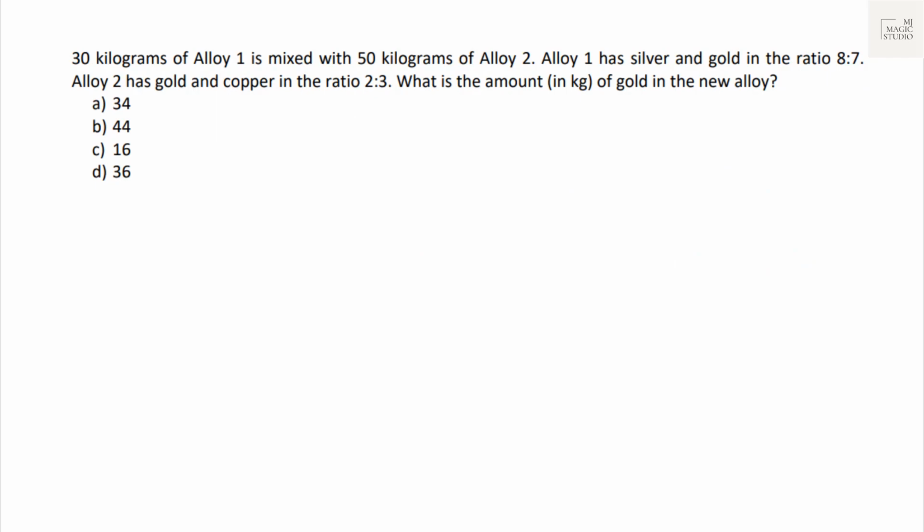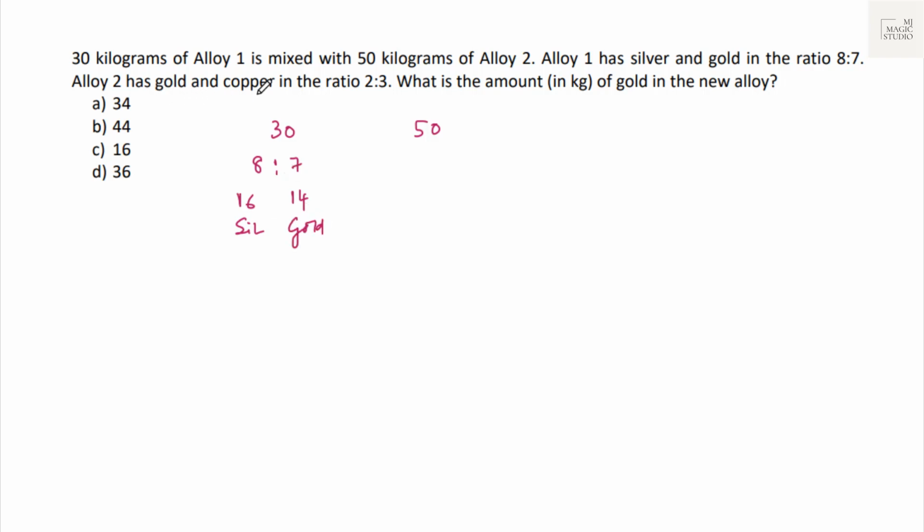Next one on the screen. You know the drill. 30 kilograms of alloy 1 is mixed with 50 kilograms of alloy 2. Alloy 1 has silver and gold in the ratio 8:7. 8 plus 7 is 15, that is 2. So silver is 16 and gold is 14.